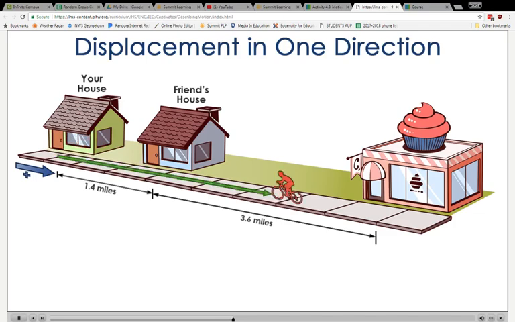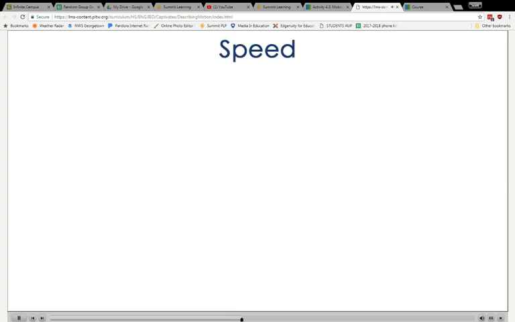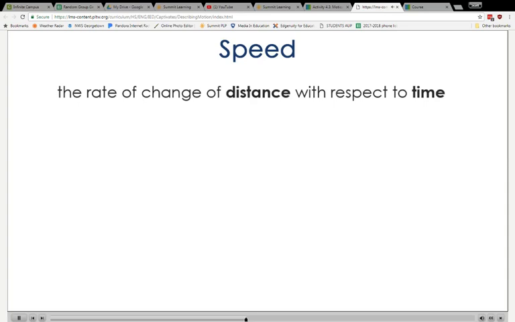In this example, what does the arrow represent? The answer is displacement. The arrow represents the distance and direction of the bike rider from the starting position at your house. Another way to describe motion is the speed at which an object is moving. Speed is the rate of change of distance with respect to time.